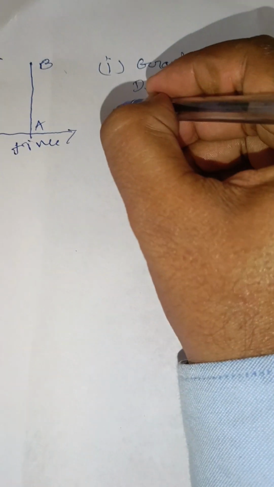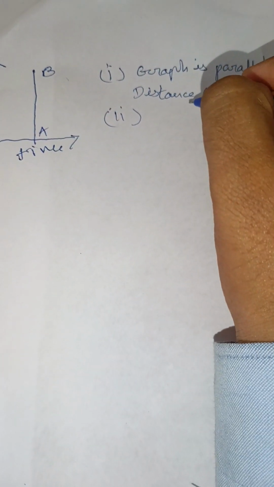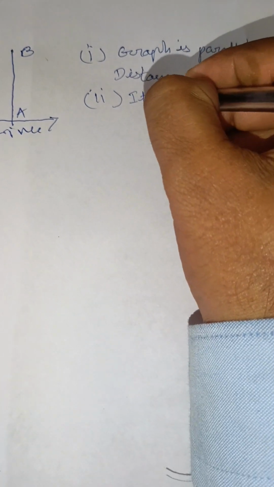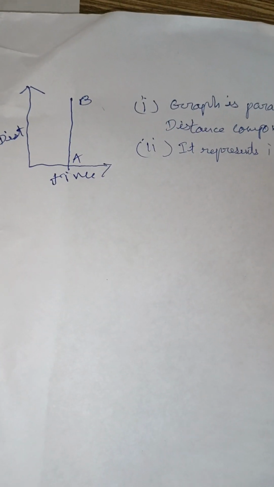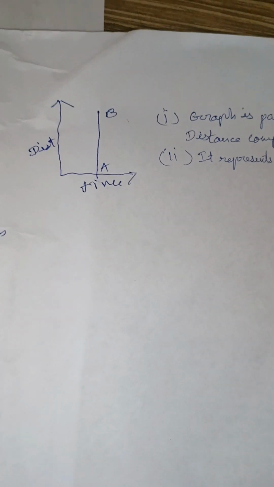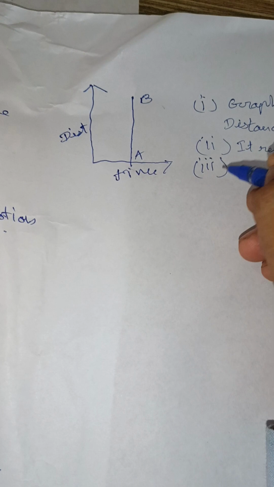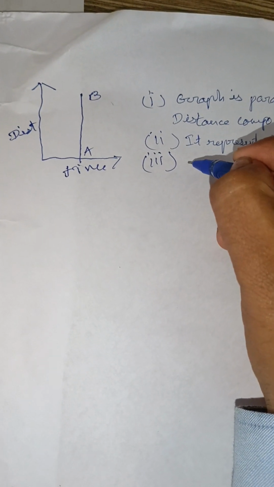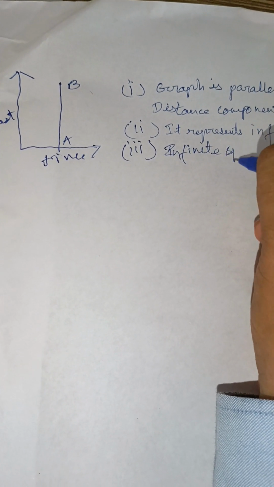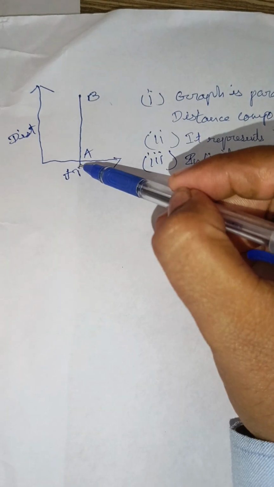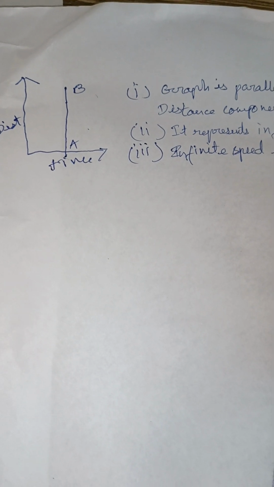So what can we understand from the distance component? A graph parallel to the distance component represents infinite speed. The speed is said to be infinite. Point number 2 is an infinite speed, which is not possible at all. Infinite speed is never possible. So for any graph, if you take infinite speed, a graph which is parallel to the y component is not possible.